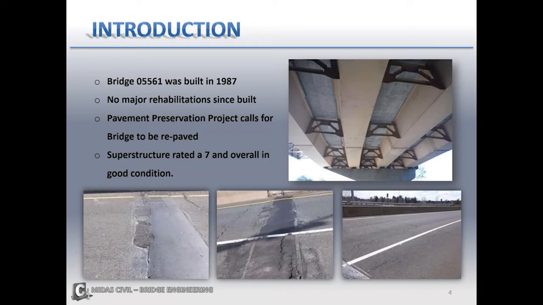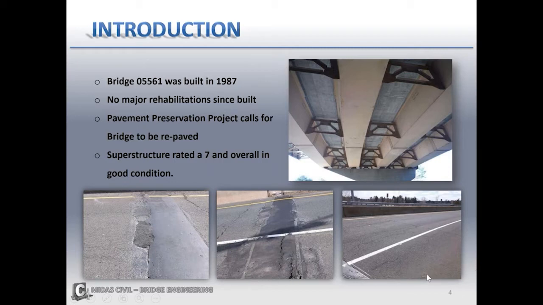Now the project is actually a pavement preservation job, for which this bridge was 1 out of 9. And the only work that needed to be done here was the repaving. So the bridge was actually modeled to determine whether or not it could carry the loads of the miller and paver. This superstructure is currently rated as 7, so it's overall in good condition. Here on the top right, you can see a picture of the underside of deck, and on the bottom you can see the deck deterioration.